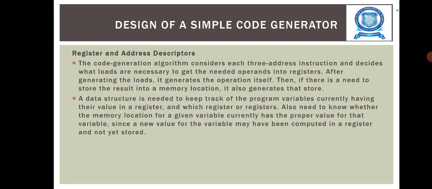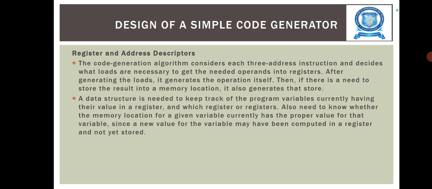Next, we are going to see the register and address descriptors. The code generation algorithm considers each three-address instruction and decides what loads are necessary to get the needed operands into registers. After generating the load, it generates the operation itself. Then, if there is a need to store the result in a memory location, it also generates the store.